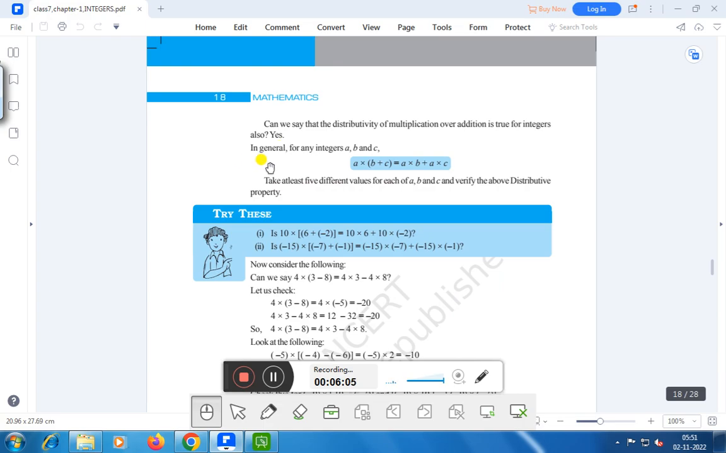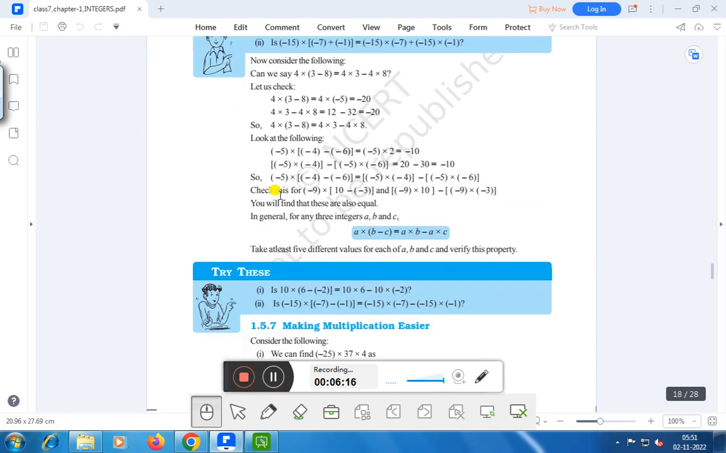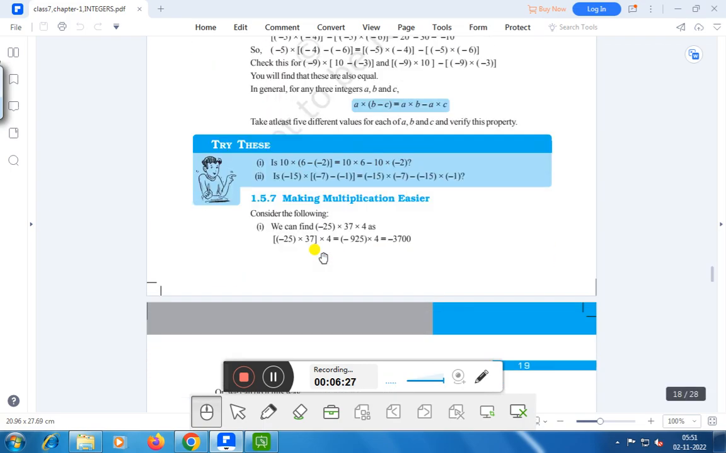For any integers a, b and c, a into in brackets b plus c is equal to a into b plus a into c, right? This is the distributive property over addition, right? Here also you see that in general for any three integers a, b, c, a into in brackets b minus c is equal to a into b minus a into c, right?